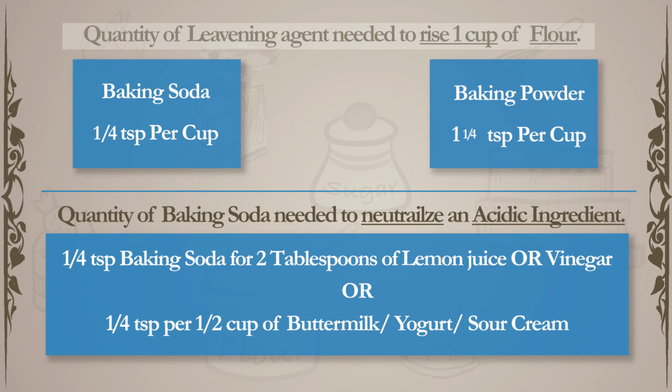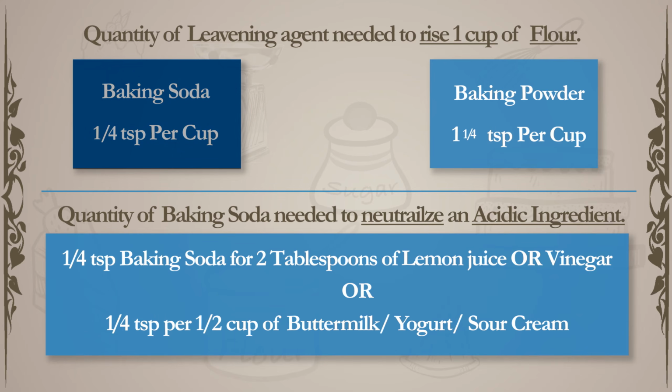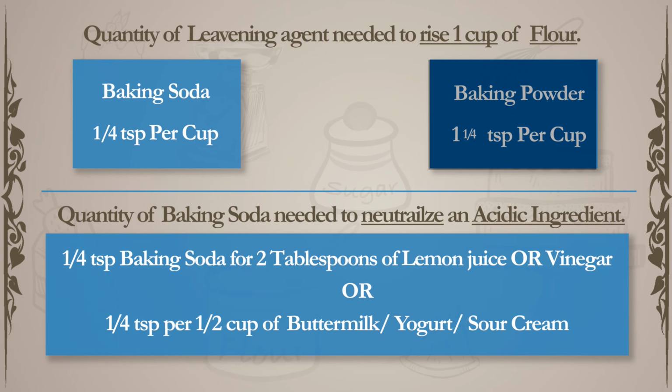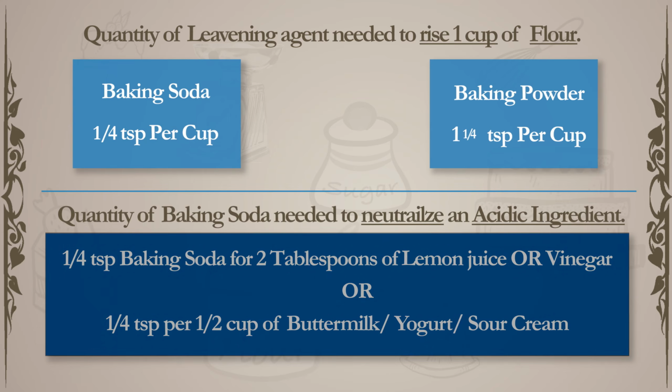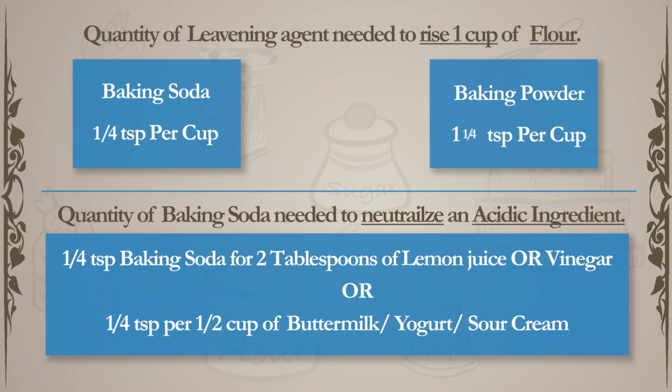Quantity of leavening agent needed to rise 1 cup of flour. To rise 1 cup of flour, use 1/4 teaspoon baking soda or use 1 1/4 teaspoon baking powder. Quantity of baking soda that's needed to neutralize an acidic ingredient. Use 1/4 teaspoon baking soda to neutralize 2 tablespoons of lemon juice or vinegar, or use quarter teaspoon baking soda for half cup of buttermilk, yogurt or sour cream.